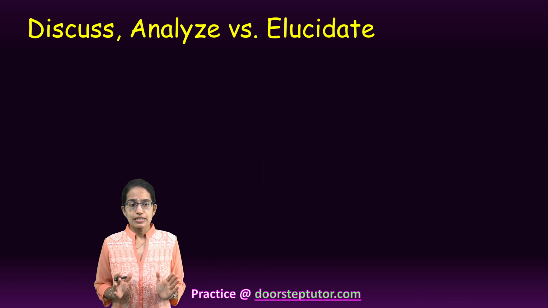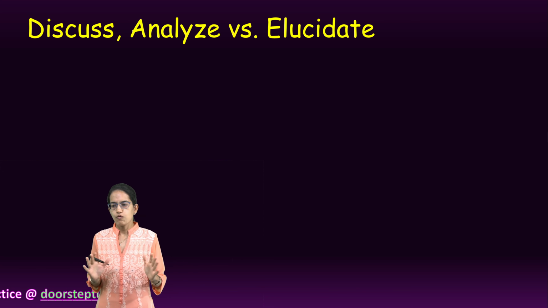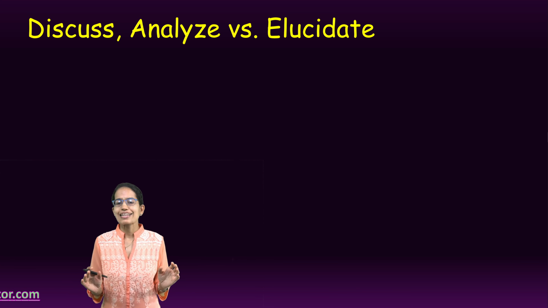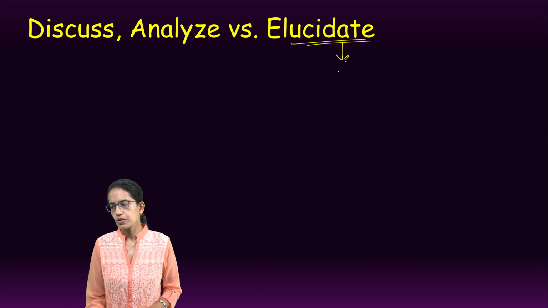The next is discuss, analyze and elucidate. Now these three terms are actually far apart. Elucidate is a clear, detailed description of any topic. So if you are asked about any topic, you write simply about that topic. For example, elucidate about monsoon in India.